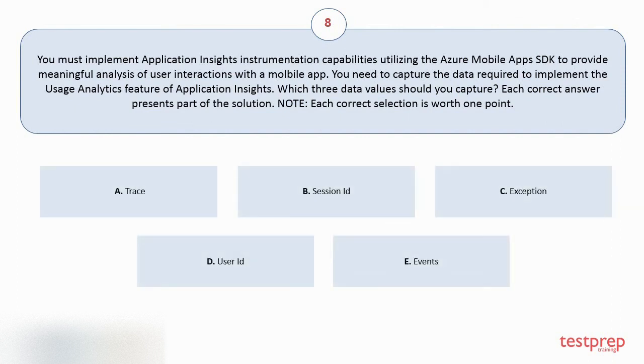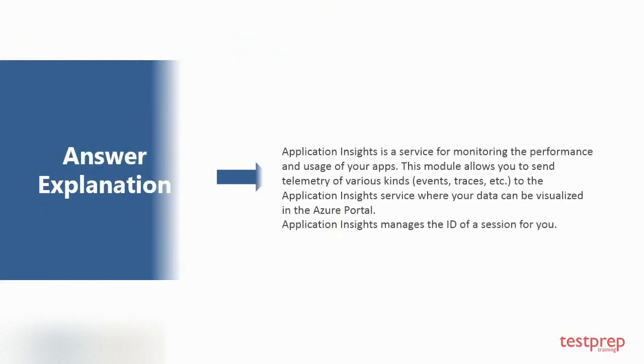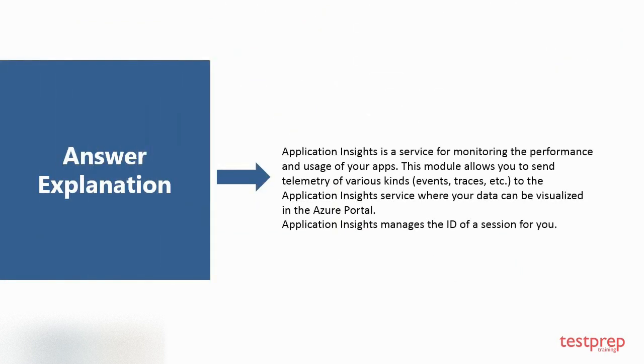Your options are A. Trace, B. Session ID, C. Exception, D. User ID, E. Events. The correct answers are option A, D, and E. You can refer to the following for the explanation of the answer.